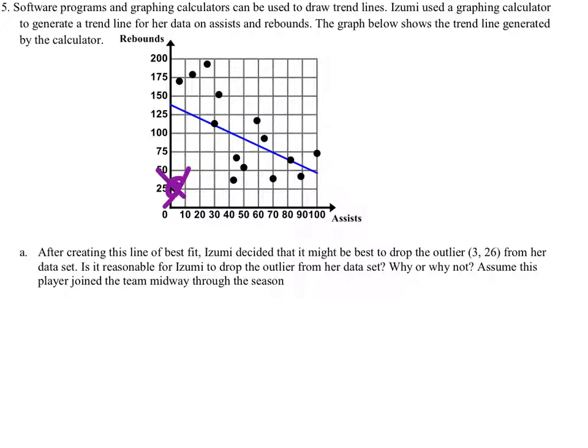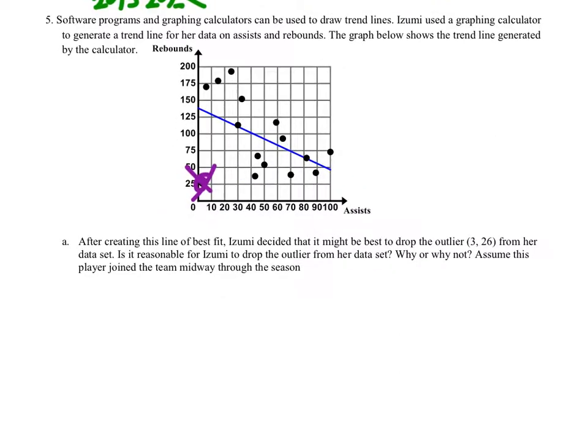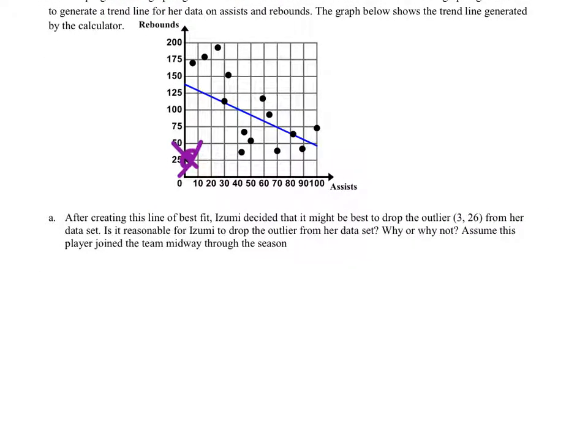But is it reasonable to ignore that point? No. Why not? Oh, yes, because it's like so off, I guess. Okay. I would say no, because it isn't including all of the data. All right. Both of those are actually valid points. Well, what if this player joined the team midway through the season? Then you want to leave it out, because if that person were given more time to play, perhaps they would have fit more into the data.